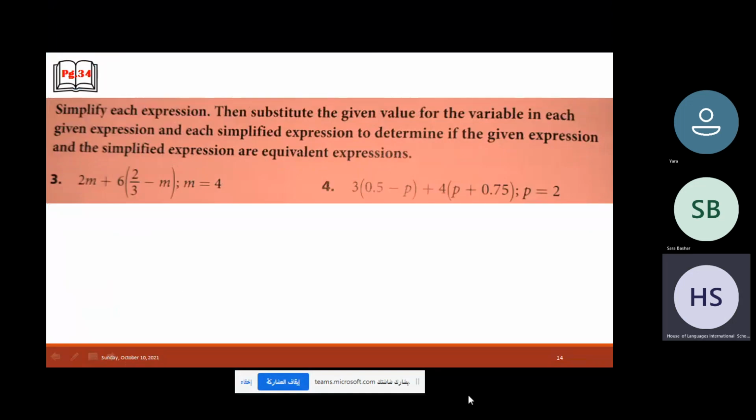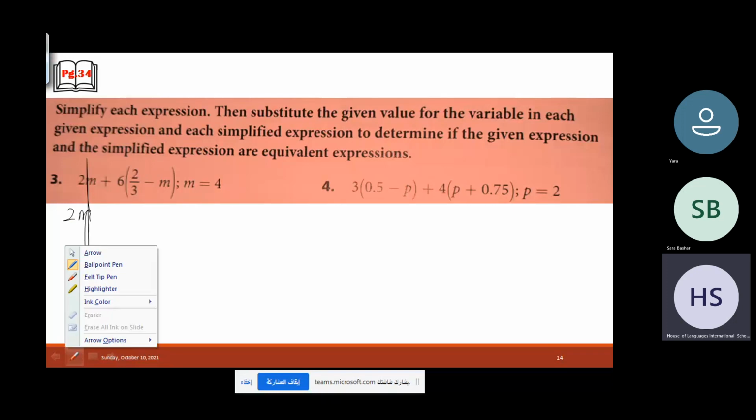Now, all of you, please open your book, page 34. I will repeat number 3. Here, what do we have? We have 2m plus 6 times 2 over 3 minus m. I need now to simplify an expression. So first, what do we have to do? We have 2m, keep it as it is, plus. Then I will distribute 6 into 2 over 3.